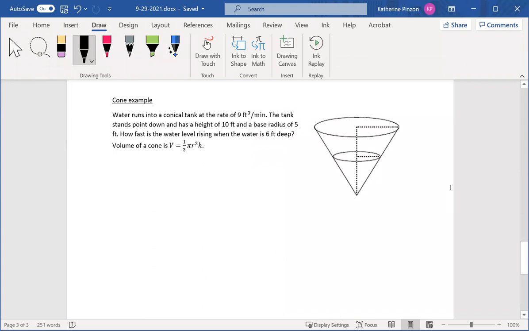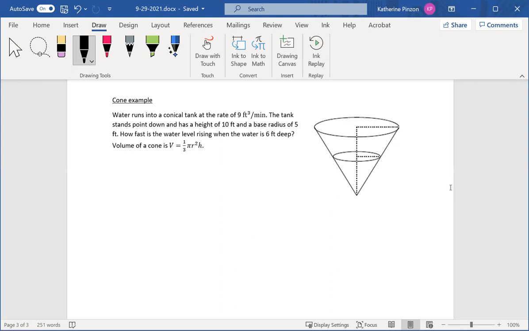All right, let's do the cone. Water runs into a conical tank at the rate of 9 feet cubed per minute. What does the amount of water in a tank represent? The volume. Okay, great. The tank stands point down and has a height of 10 feet and a base of 5 feet. So that's the whole tank, right? The whole tank's not full of water though. The whole tank is 10 feet high and has a radius of 5 feet.